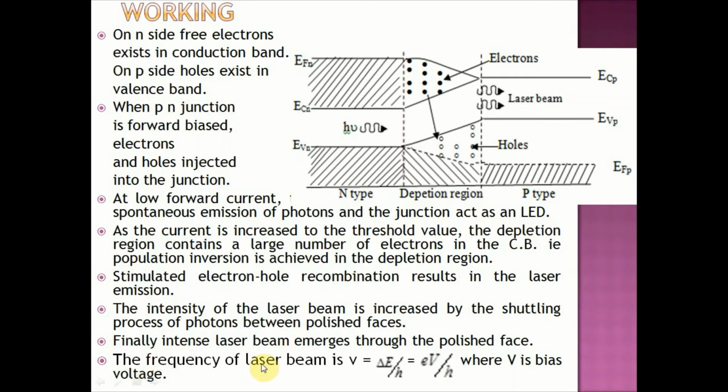Now the frequency of the laser beam, nu, is equal to delta E by h, which equals eV divided by h. Here V is the bias voltage that we are providing externally, and h is Planck's constant. So this equation we need to study.